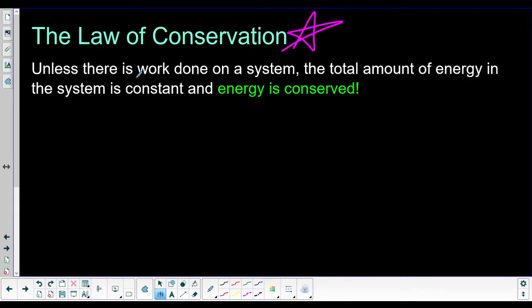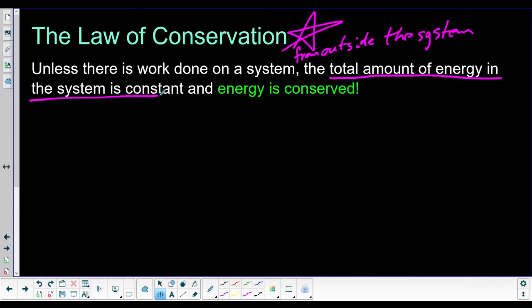Unless there is work done on a system from outside the system, the total amount of energy in the system is constant, and energy is conserved. This is called the principle of energy conservation, or the law of conservation.